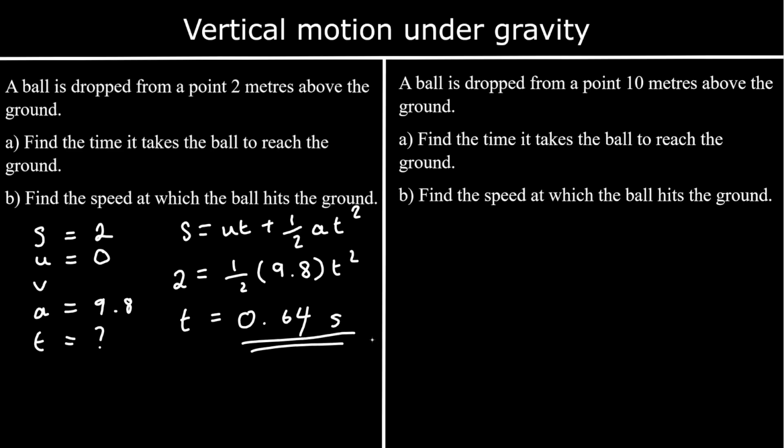Part B, find the speed at which the ball hits the ground. So we've got two options. We could use any formula with V in it. So we could use V equals U plus AT using our previous answer. Or we could use the formula without T in it, which is V squared equals U squared plus 2AS.